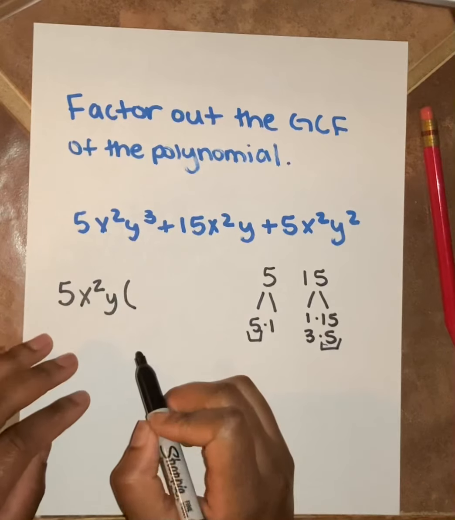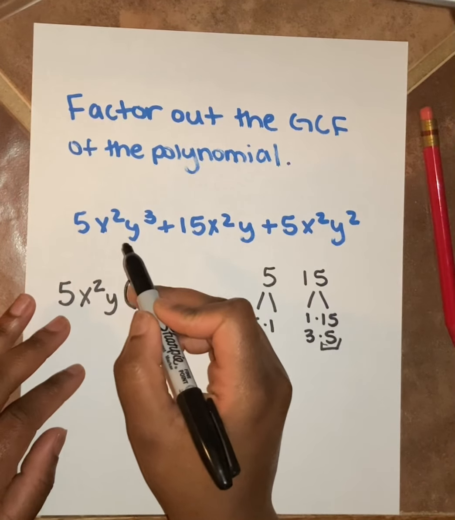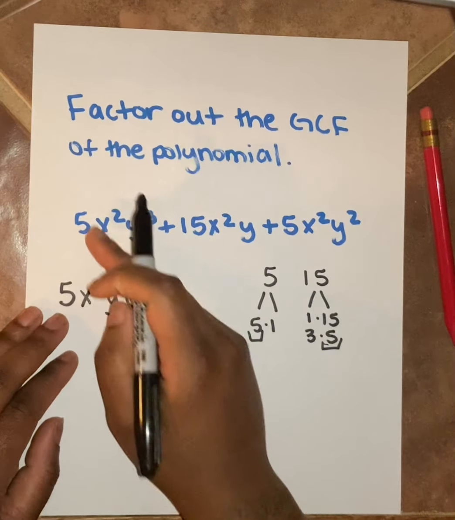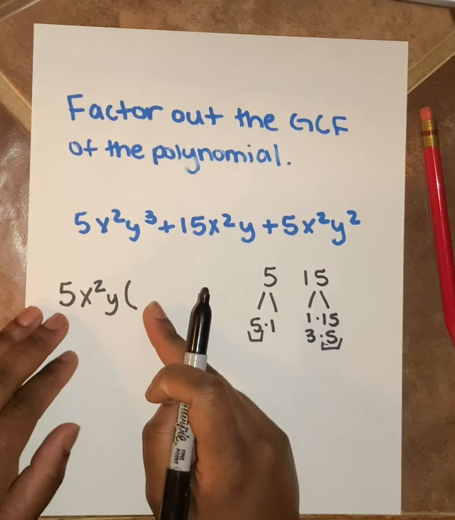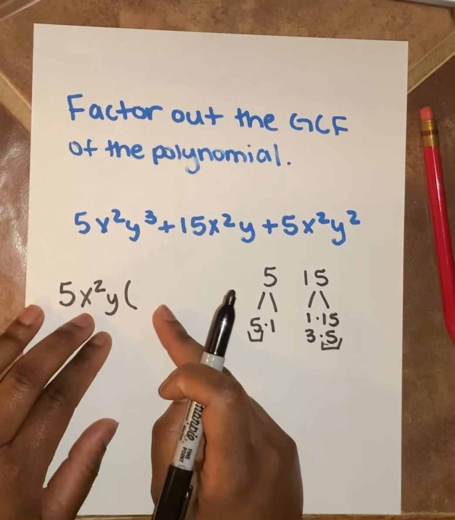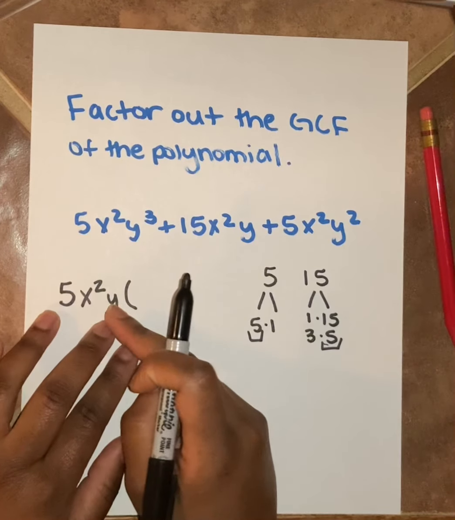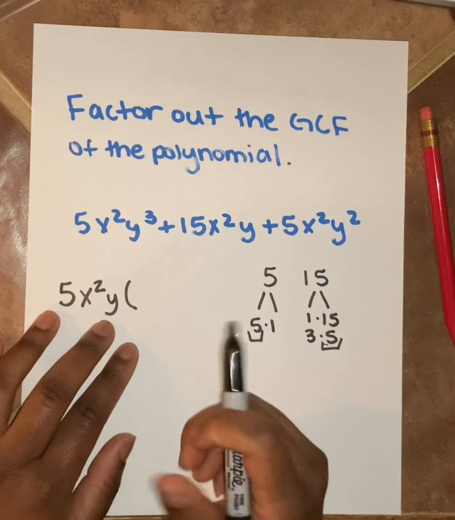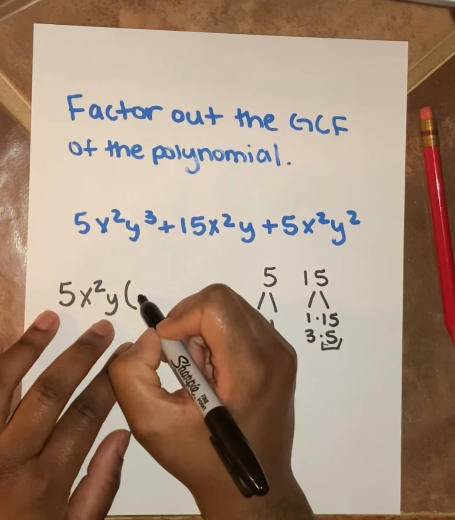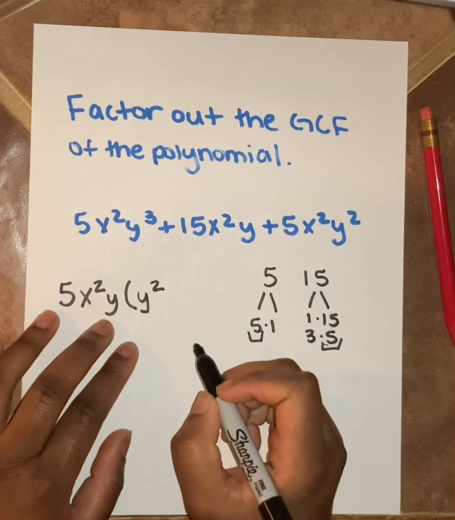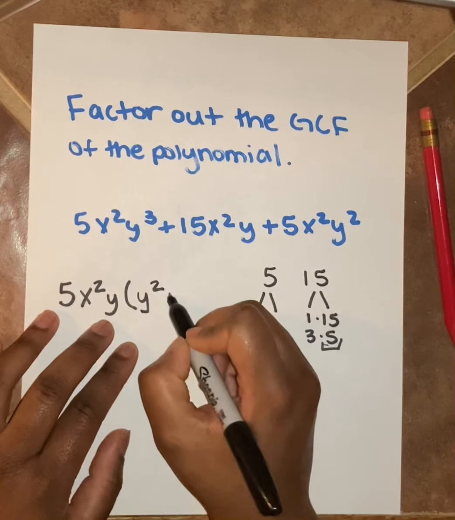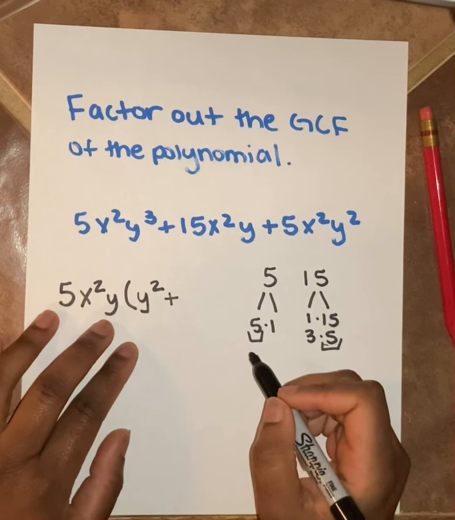So in our first term, we have 5x squared y cubed. Because we have a 5 here, we don't have to include that within our parentheses. We have an x squared, so we don't have to include that in our parentheses. But we have a y here and we have a y cubed. So y cubed minus y leaves us y squared. Okay, so now we're going to bring down the addition sign and we're going to start on our second term.